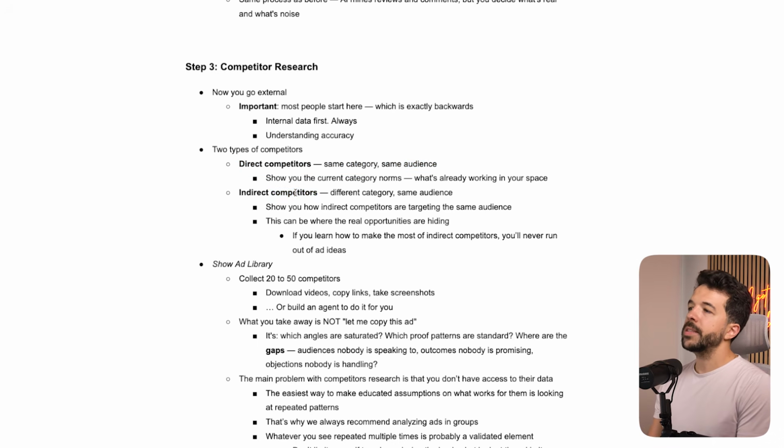But where you're gonna see most of the innovation is the indirect competitors, which is different category, same audience. This shows you how indirect competitors are targeting the same audience. This can be where real opportunities are hiding. And if you learn how to make the most of indirect competitors, you'll never run out of ideas. This is where everything starts when it comes to competitor research.